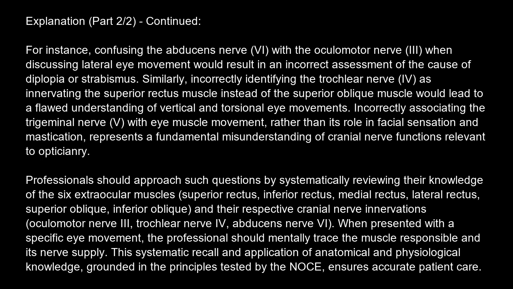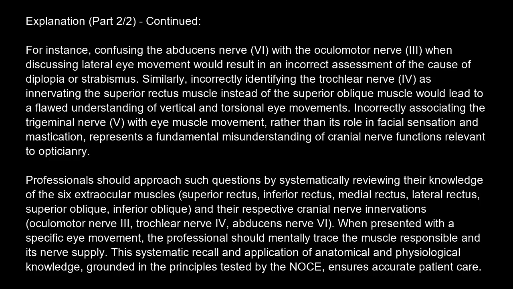Similarly, incorrectly identifying the trochlear nerve, Roman 4, as innervating the superior rectus muscle instead of the superior oblique muscle would lead to a flawed understanding of vertical and torsional eye movements. Incorrectly associating the trigeminal nerve V with eye muscle movement, rather than its role in facial sensation and mastication, represents a fundamental misunderstanding of cranial nerve functions relevant to opticianry.